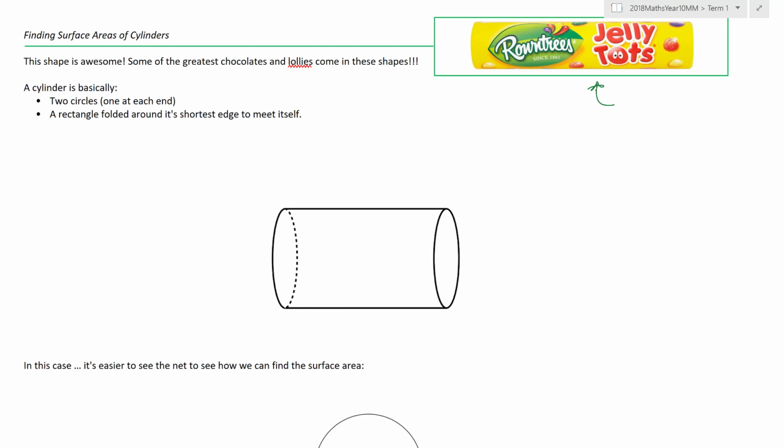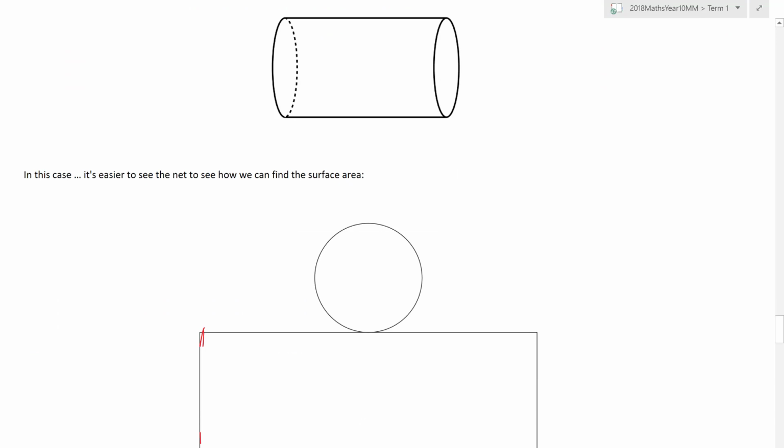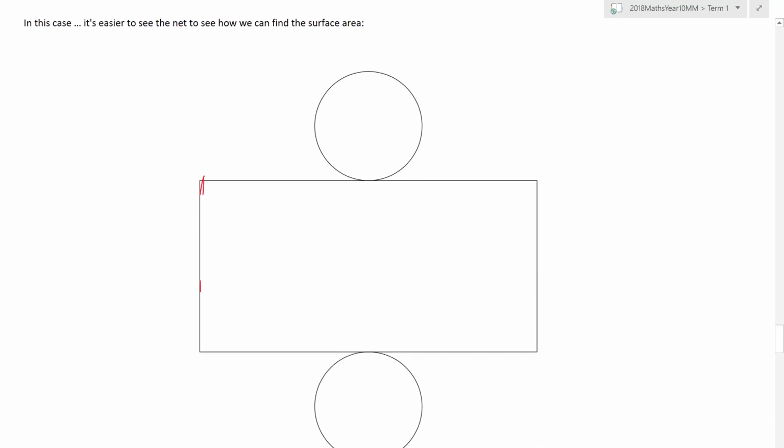Those jelly tots are packaged in a cylinder, which is effectively a long circular shape with 2 ends. Now, a cylinder is basically 2 circles, 1 at each end, and a rectangle folded around its shortest edge to meet itself. I really wish I was videoing this, because I'd be having a bit of paper and showing you how this all works.